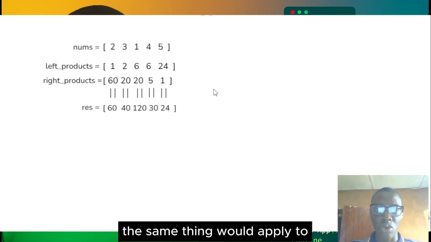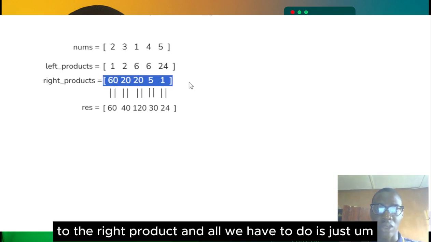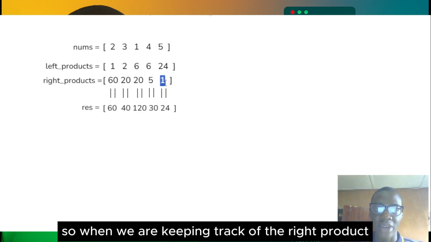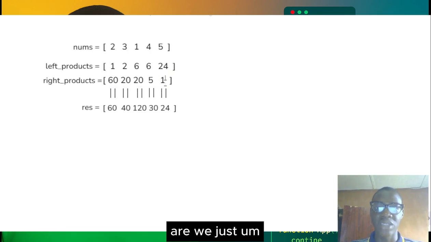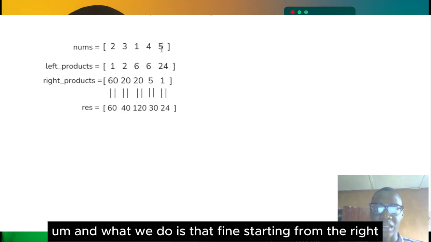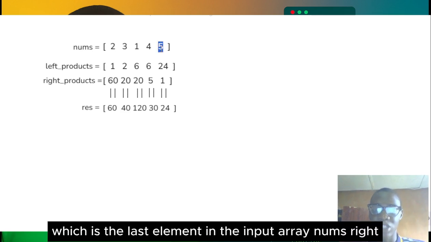Similarly, the same thing would apply to the right product, and all we have to do is start from the right to the left. So when we are keeping track of the right product array, we just start from the right and narrow down to the left. Starting from the right, this is the rightmost index, which is the last element in the input array nums, right?